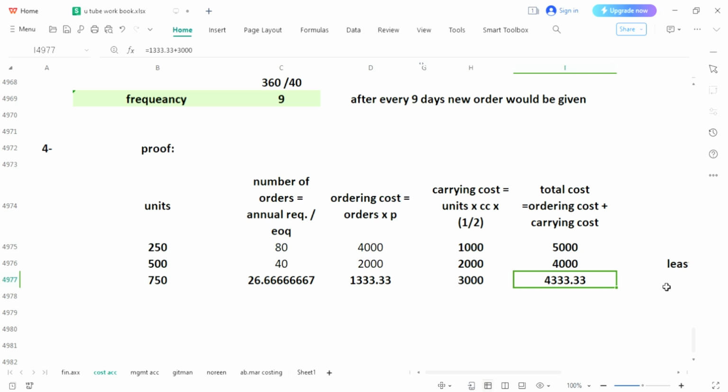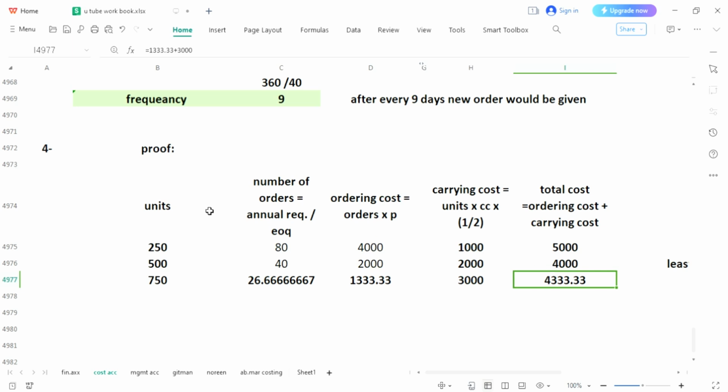Even then the cost is higher than that of economic order quantity units. So we have proved it. If you give an order according to economic order quantity, you will be paying least cost, maximum economy, maximum financial benefit. And our proof is showing that even by ordering fewer or more units than the economic order quantity, your cost is higher than the cost at economic order quantity.